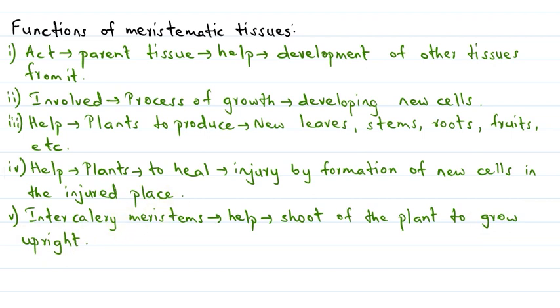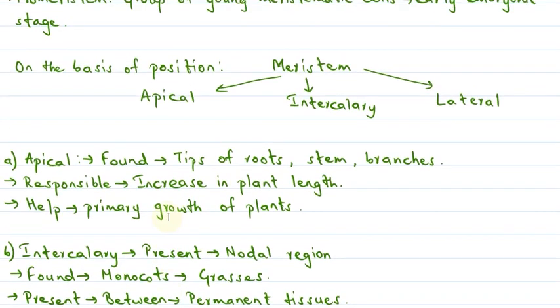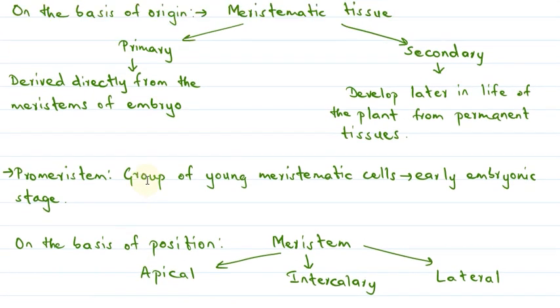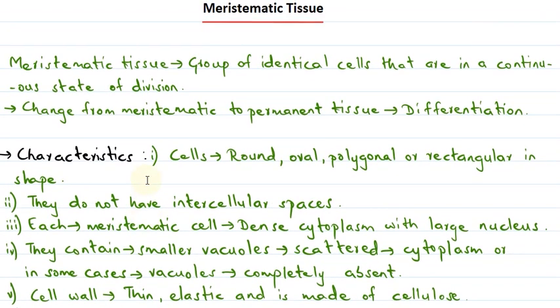Okay, so now let's quickly revise everything that we have covered today. So today we have talked about the meristematic tissues in detail. First we looked at the definition of meristematic tissue. So how can we define meristematic tissue? This tissue is a group of identical cells that are in a continuous state of division. Such cells are called meristematic tissues.